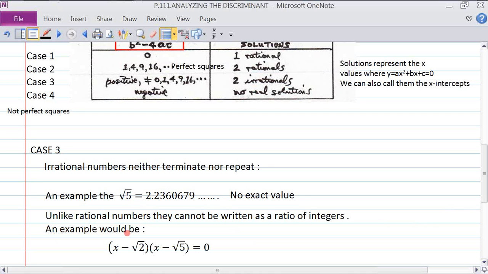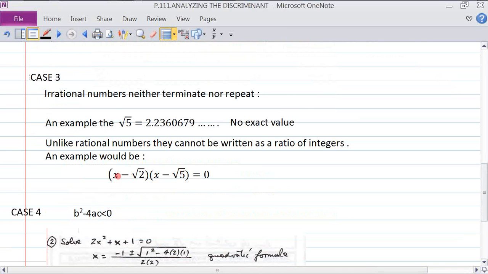An example of a quadratic equation would be x minus root 2, x minus 5. This would give the case 3 where b squared minus 4ac would be greater than 0, but would not be a perfect square, and we would have two irrational numbers. As you know, if x minus root 2 equals 0, x equals 1.414, and it keeps on going. Just as the root of 5 is an irrational number, the root of 2 doesn't terminate, doesn't repeat, and so it is also irrational.